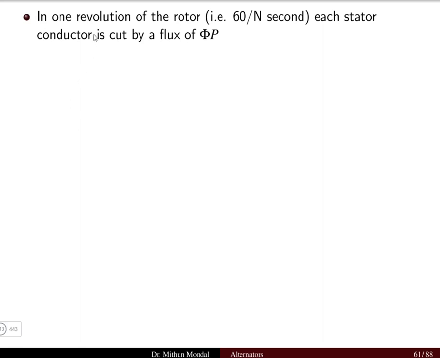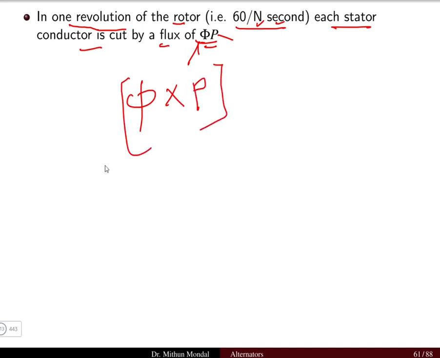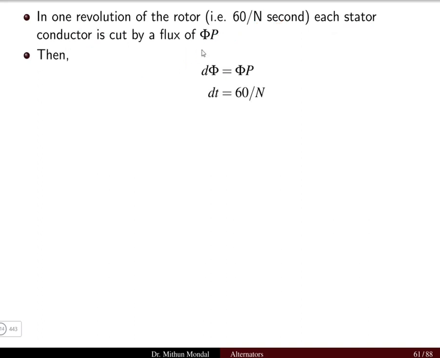So let us do the derivation. One revolution of the rotor takes 60/N seconds, since N is in RPM. Each stator conductor is cut by a flux of Φ times P, because Φ is the flux per pole, multiplied by the number of poles. So Φ·P is the total flux cut by the conductor. Now dΦ we can write as Φ·P and dt as 60/N, which is the time.